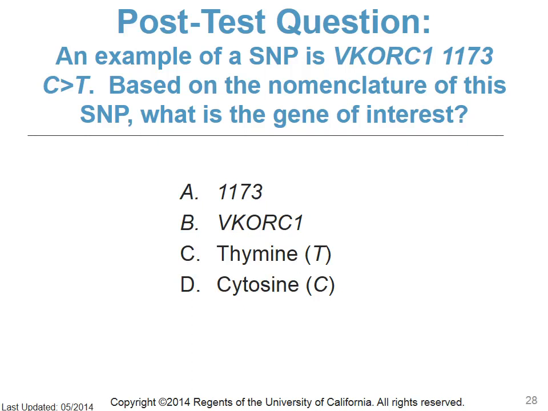This is the post-test question. An example of a SNP is VCOR-C1 1173C to T. Based on the nomenclature of this SNP, what is the gene of interest? Possible answers include A, 1173, B, VCOR-C1, C, thymine, or D, cytosine. The correct answer is B, VCOR-C1.